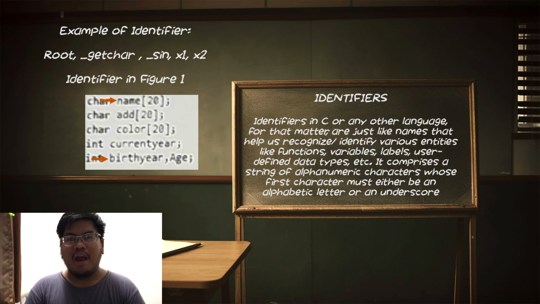Moving on. Identifiers. Identifiers in C or any other language for that matter are just like names that help us recognize or identify various entities like functions, variables, labels, user-defined data types, etc. It comprises a string of alphanumeric characters whose first character must either be an alphabet or an underscore. Examples of identifiers are root, _getchar, _sign, x1, x2. So the identifiers in figure 1 are name and birth year.